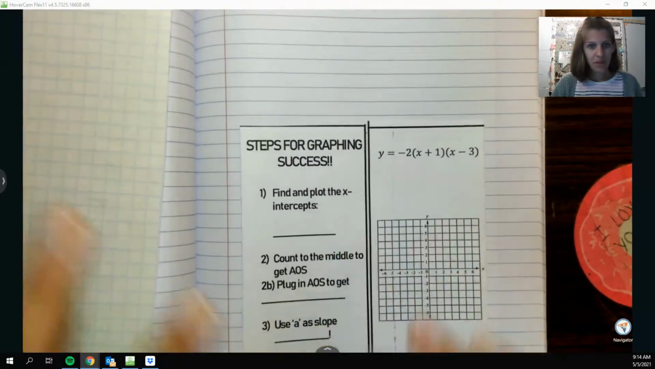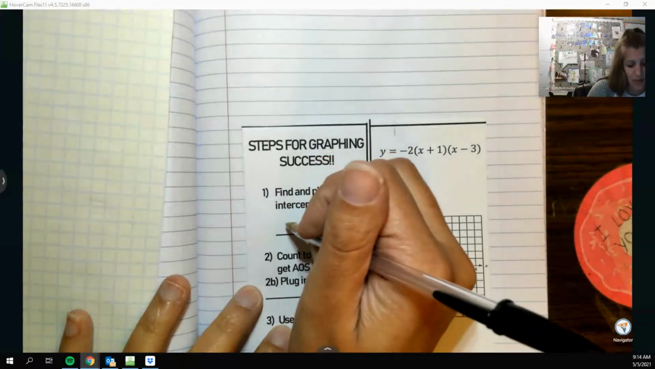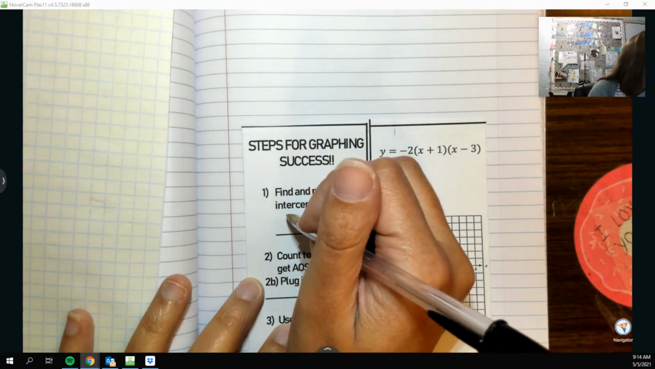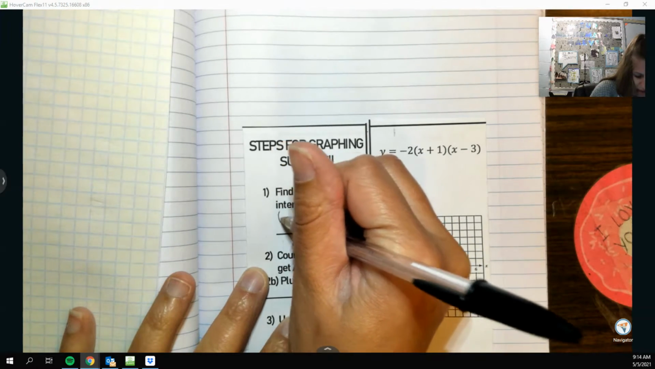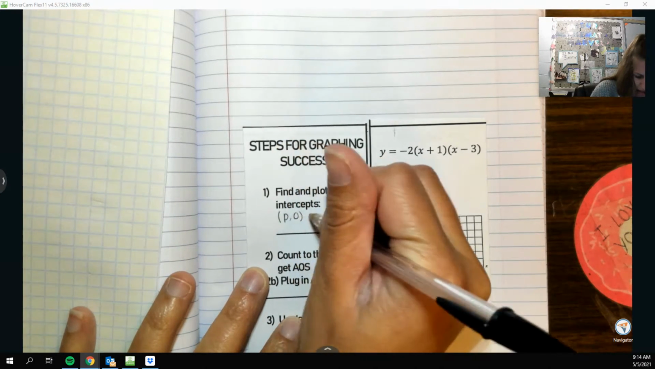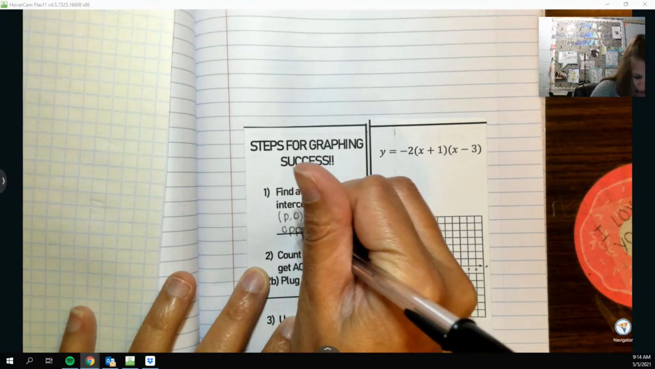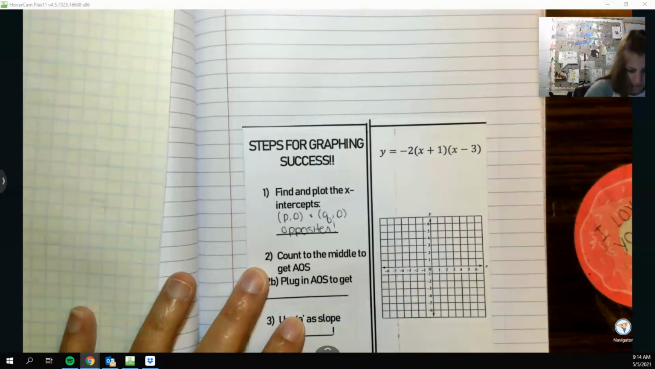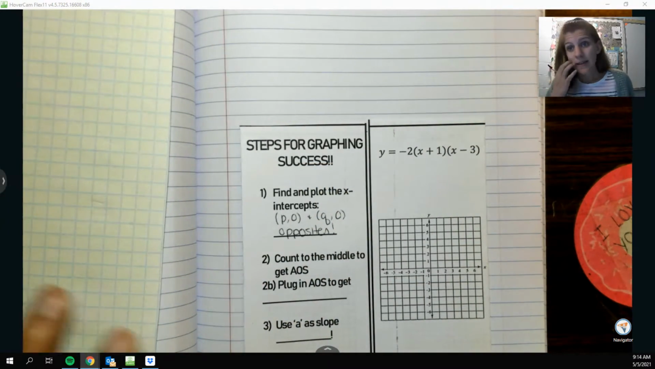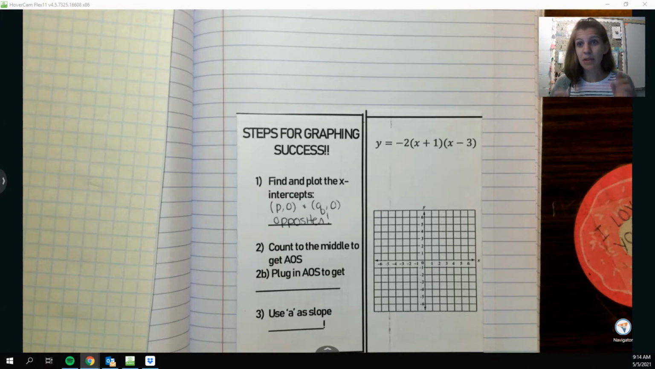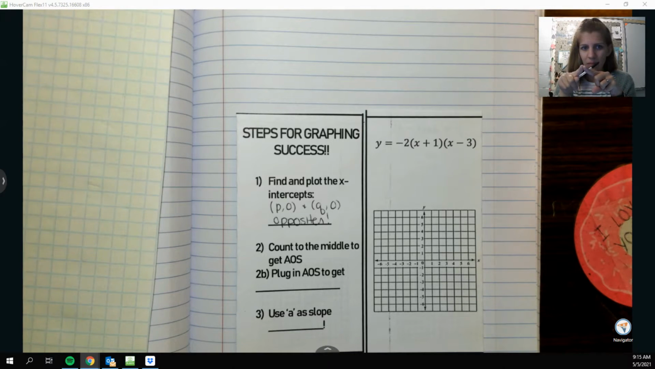So we are going to first find and plot those x-intercepts. Those are helpful. Remember, those are our P and Q values, so it'll look like (P, 0) and (Q, 0), but we want to remember that they are opposites. Okay? Now the thing is, because my graph is symmetrical, when I have those two points on my x-axis, they're equally apart from that center line, so I can just sort of count until they meet in the middle.